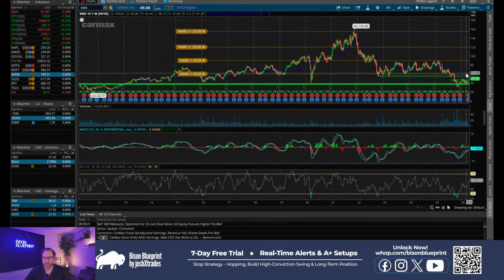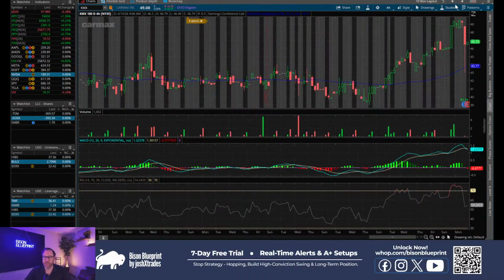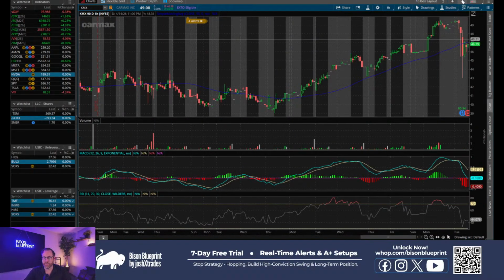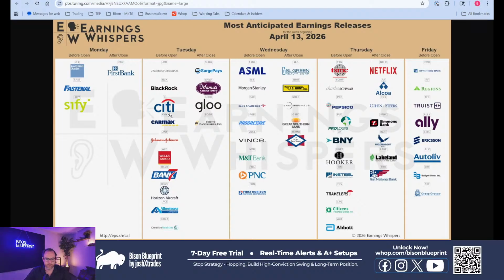So looking at this to go to 60, 90, 120, 155. We're also up against this 50-week moving average. So this really, to me, looks like a technical sell-off, not so much a news-driven sell-off. Just had gotten a little bit too hot there.